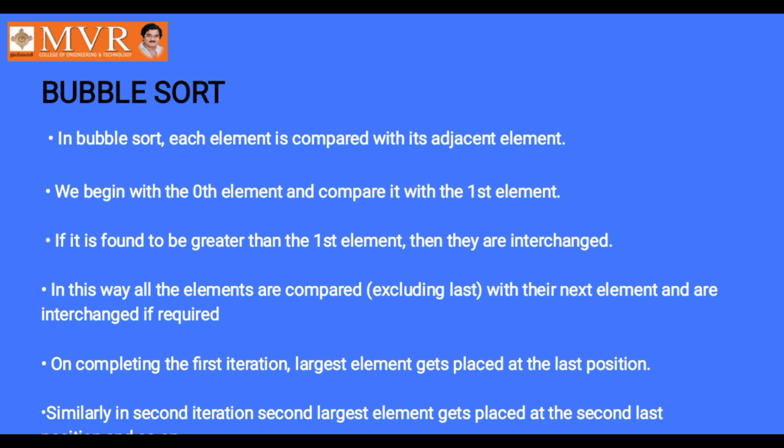Continue this procedure till the end of the list. That is, if I have 5 elements, I will continue this process for all the elements. Starting from 0, I continue till n minus 1 elements. On completing the first iteration, the largest element gets placed at the last position.